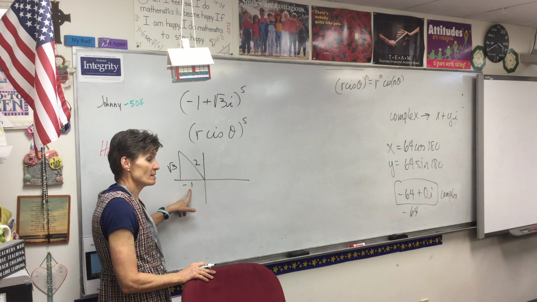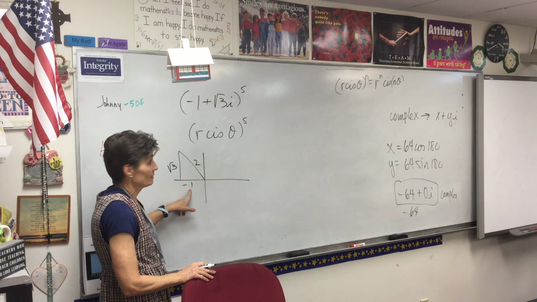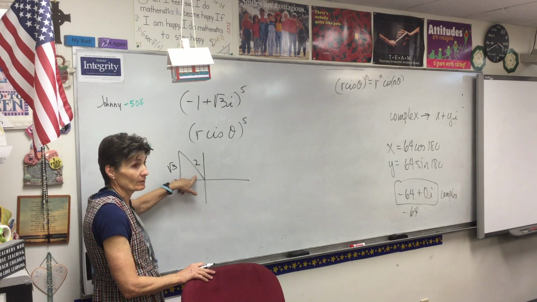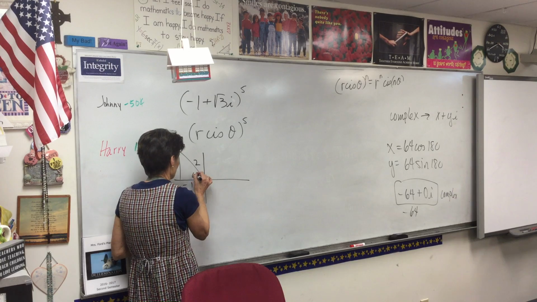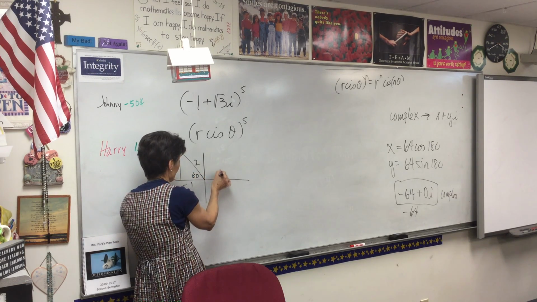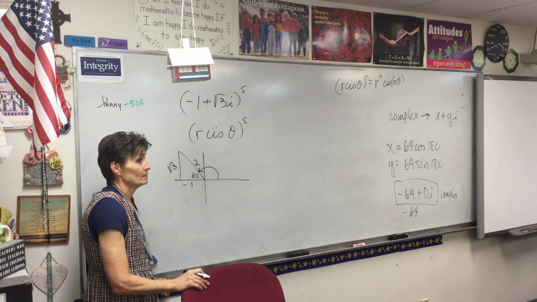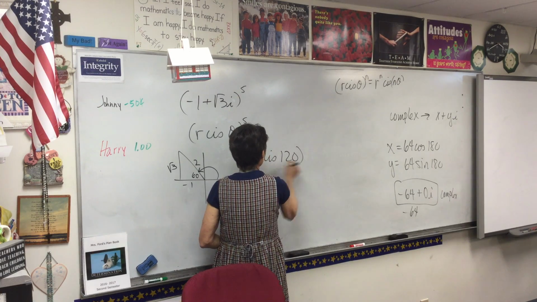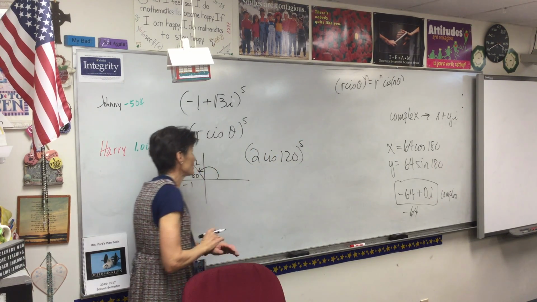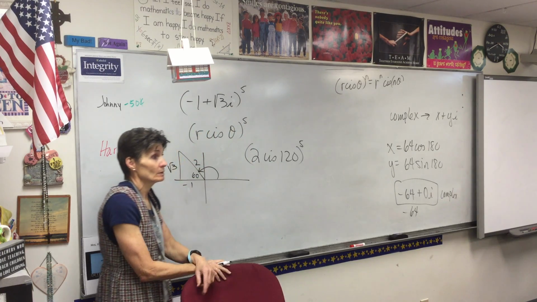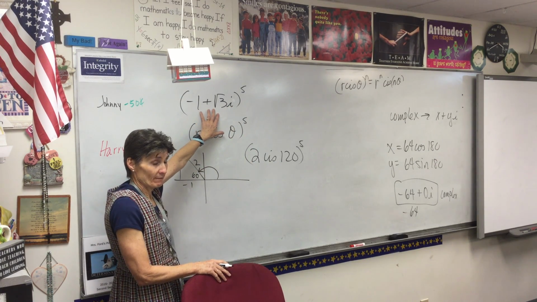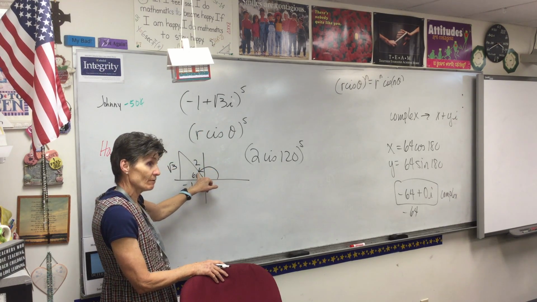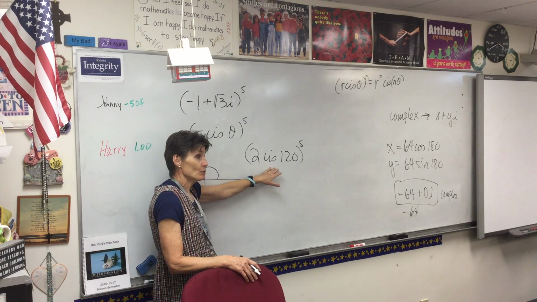If you're really with me this morning, Monday after spring break, you can look at that triangle and tell me how big that angle is without a calculator. 60 degrees. That's a 60 degree. The theta's not 60. What's theta? 120. So this is 2 cis 120. And that's what you are raising to the 5th power. So we took the number we were given, found the r and the theta for it. Now we're going to do de Moivre.